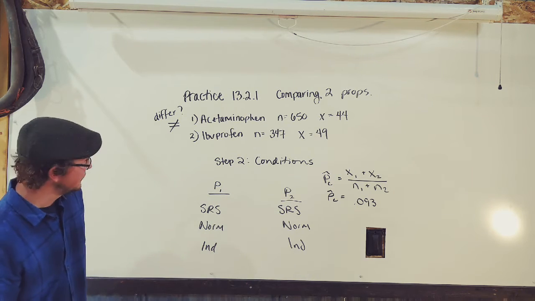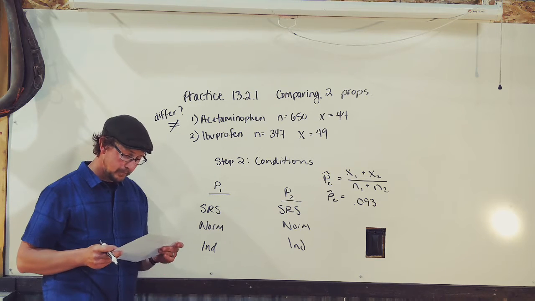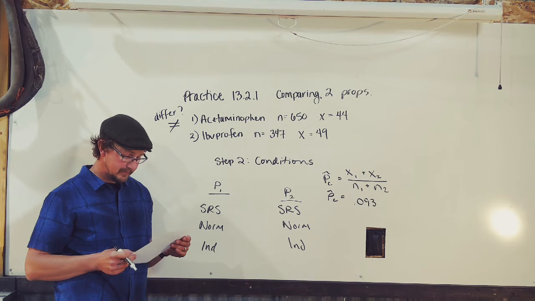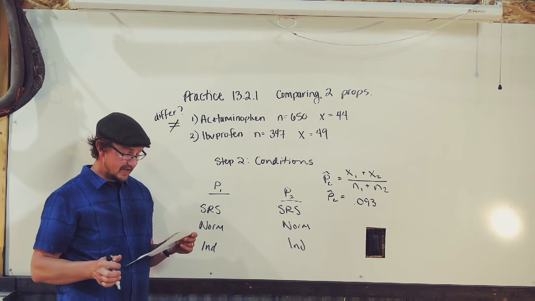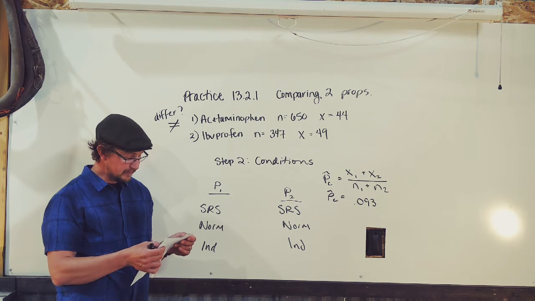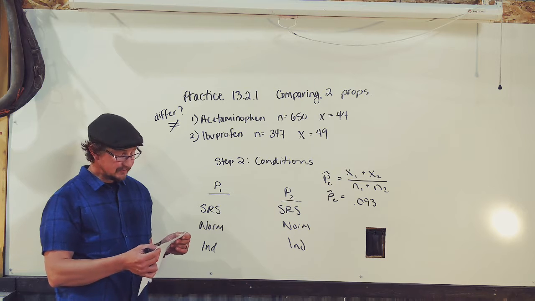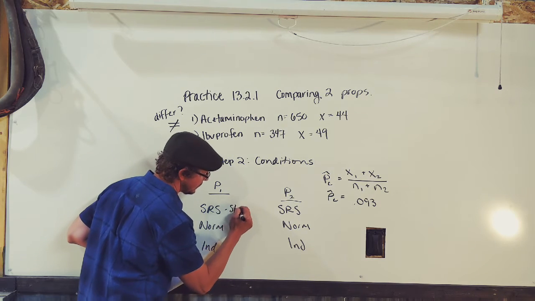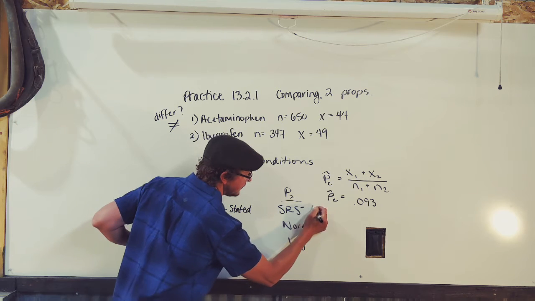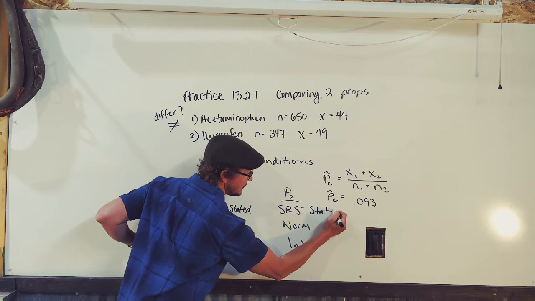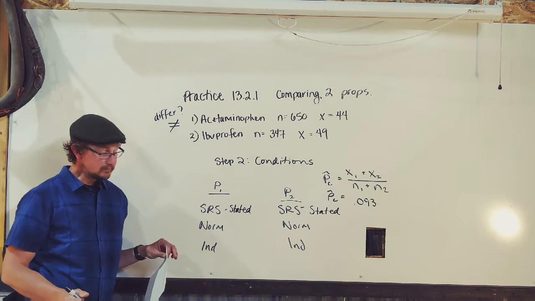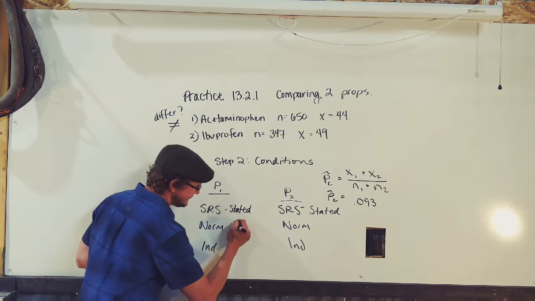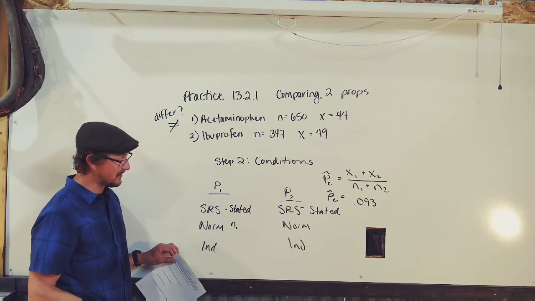So it says in my problem that 650 subjects took the acetaminophen and 347 took the ibuprofen, and it looks like the assignment of the subjects was at random. So it was stated in the problem that this is a random assignment. So we're good there.